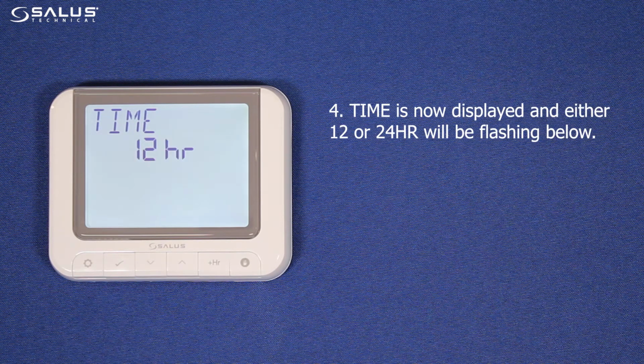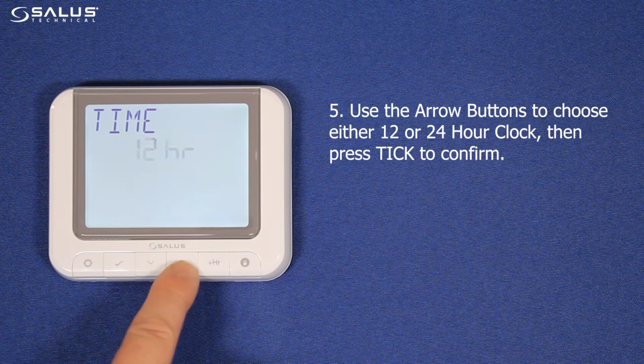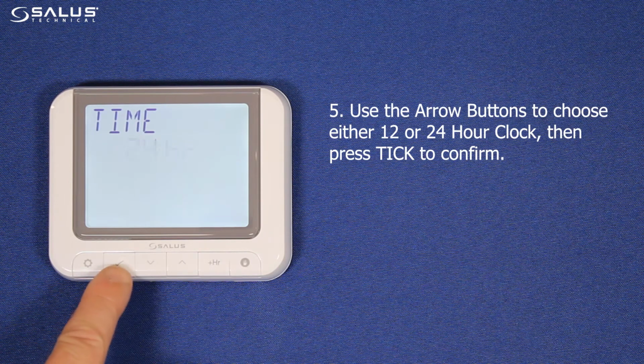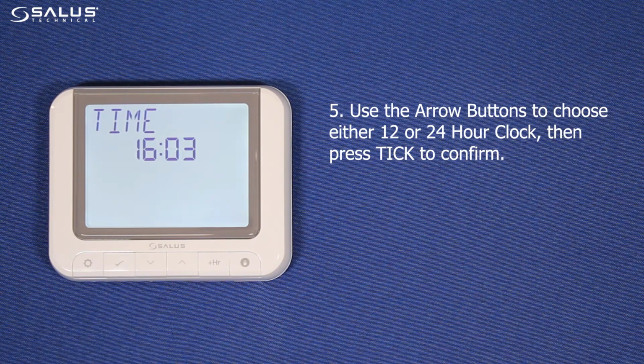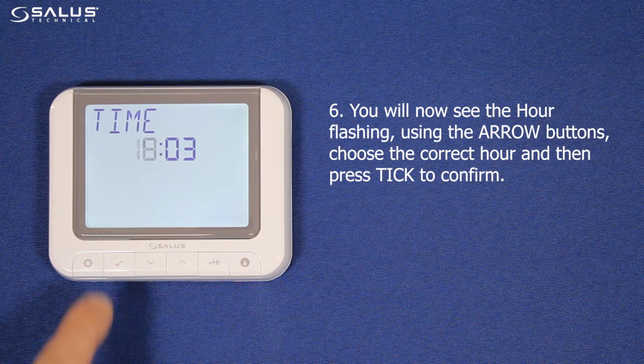4. Time is now displayed, and either 12 or 24-hour will be flashing below. 5. Use the arrow buttons to choose either 12 or 24-hour clock, then press tick to confirm. 6. You will now see the hour flashing. Using the arrow buttons, choose the correct hour, and then press tick to confirm.